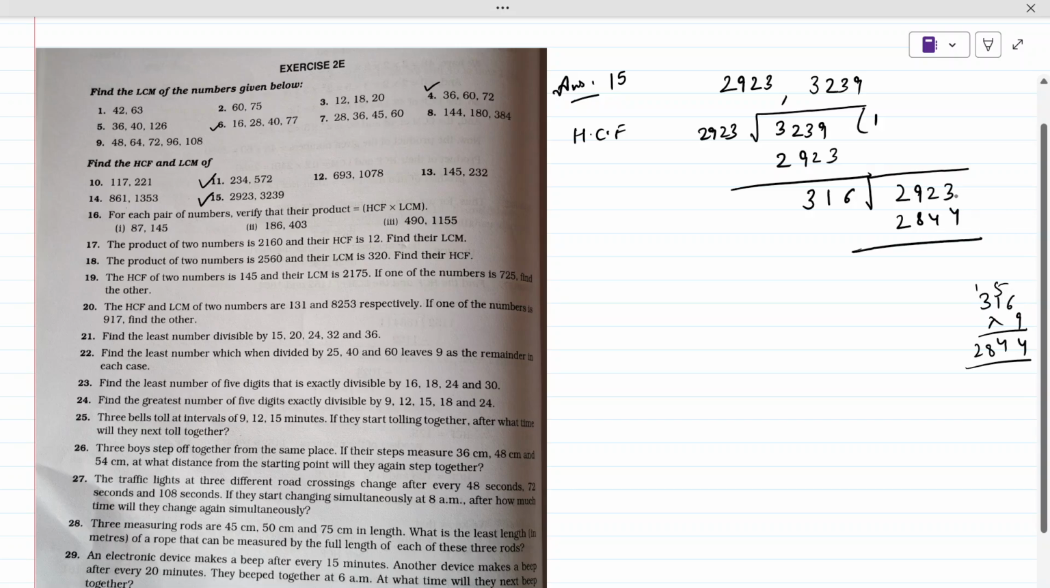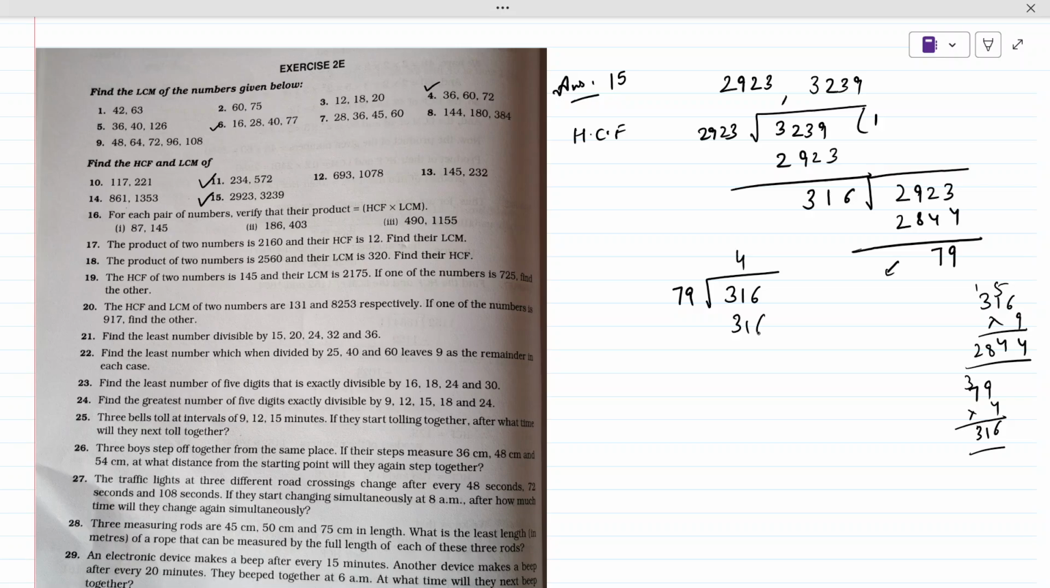Now 13 minus 4 is 9. 11 minus 4 is 7 and 0. So we have 79. I'm doing it here. 79 with 316. So let us try this. 4, 36, 31. This is the exact division. Okay, so what is our HCF? The last divisor, which is 79 here.